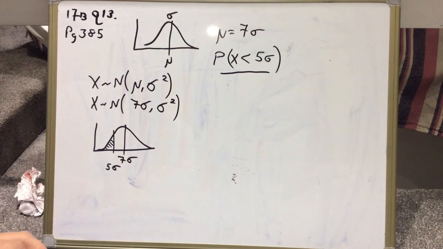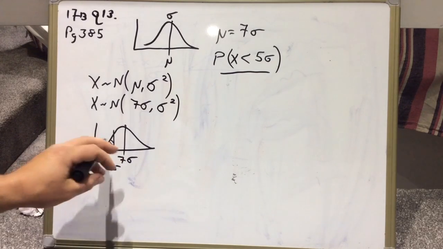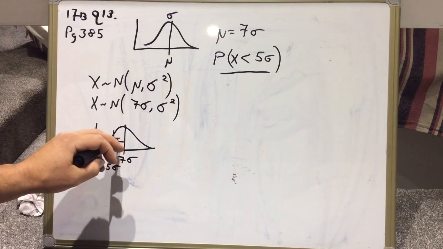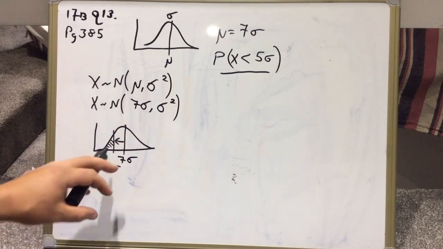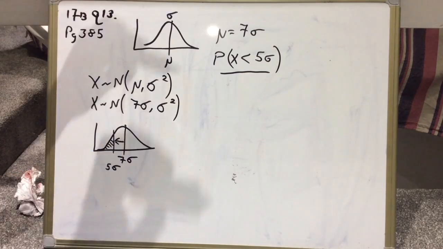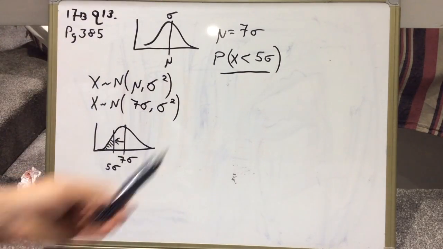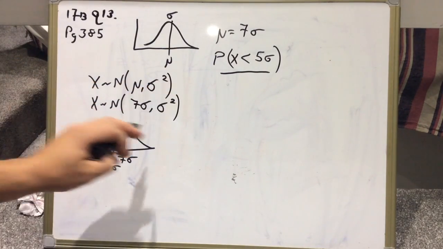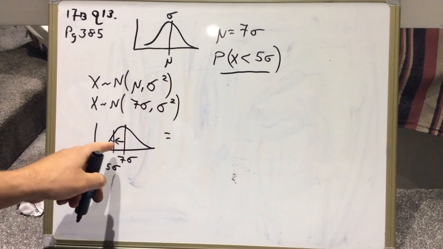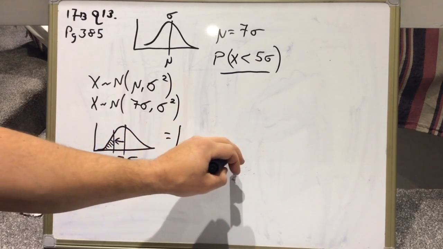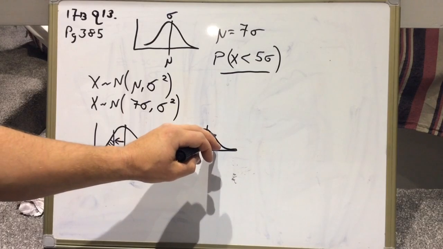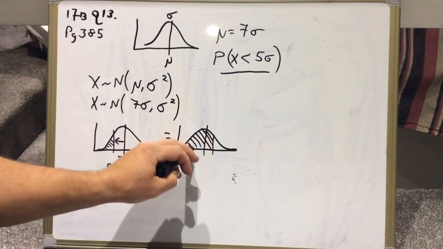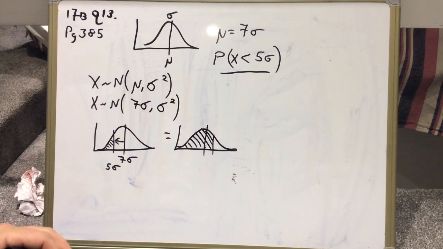Okay, so we know by the symmetry of the graph that our negative z value, and the reason I know it's a negative z value is because if the mean average is 7 standard deviations and we're looking at 5 standard deviations, it must be less than that or to the left. So by the symmetry of the curve, that negative z value here is the same as the positive version of that z value, which is there, the same distance away but positive.